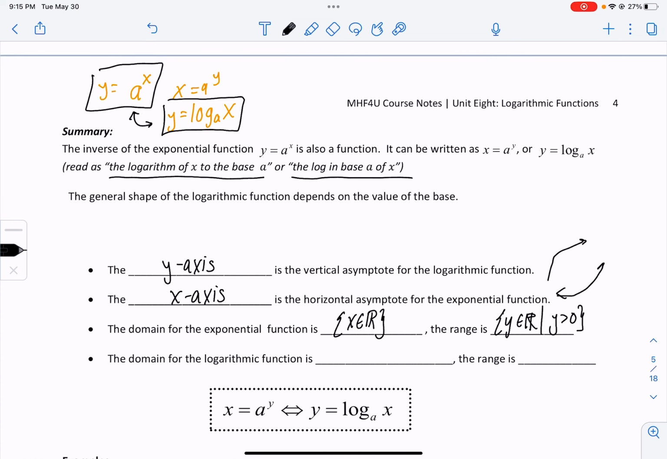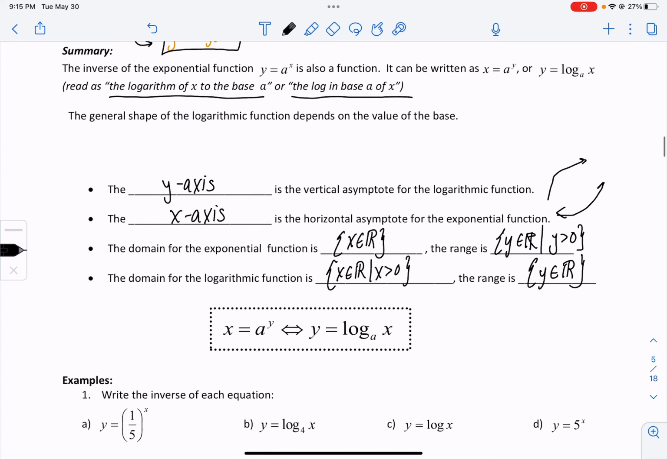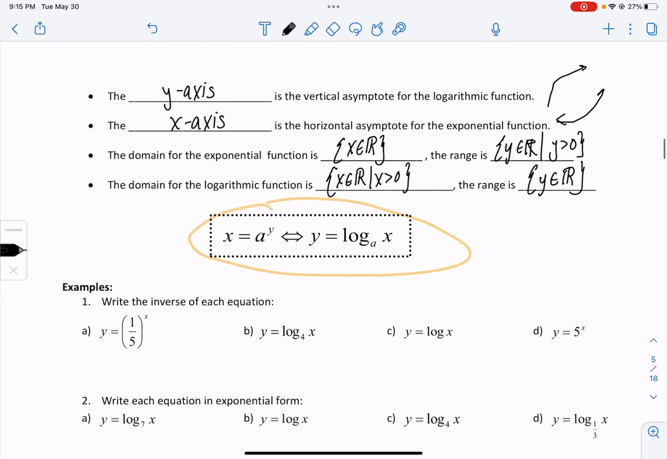And as we know about inverses, the domain and range switch between the function and its inverse. So the domain for the logarithmic function is x such that x is positive. The range for the function is all y. Which leads us to the biggest tool that we have in this unit. If x equals a to the y, then y equals log base a of x. We will use these not only to help us write inverses, but to help us evaluate logarithms.